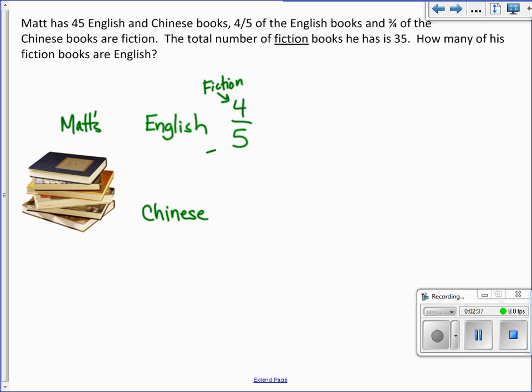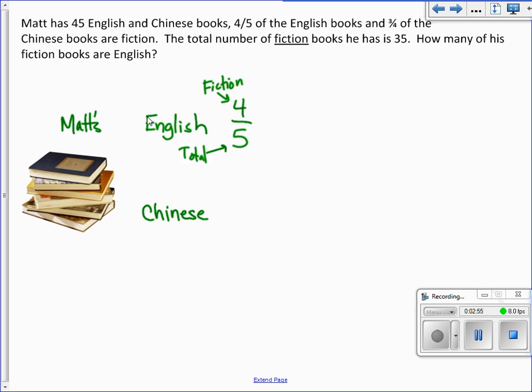What does the 5 in this 4/5 fraction tell us? That's the total number of English books he has. And 4 out of every 5 of those are fiction. All right, what about the Chinese books?